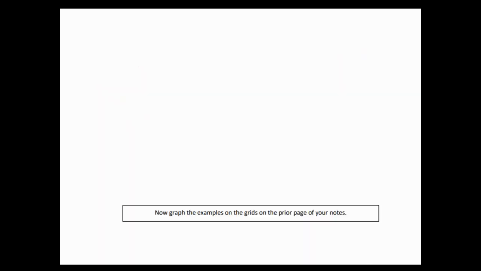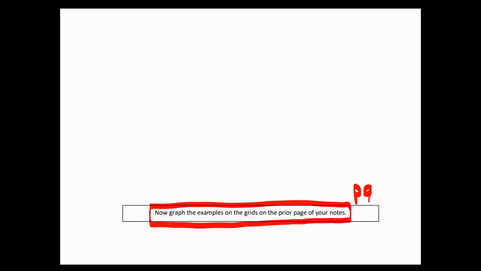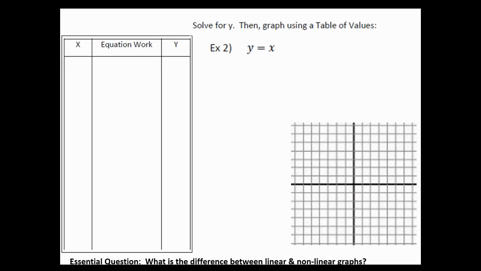Okay, so you're going to graph on that example grid on page 14, right? Sorry, I should have erased this slide. So you graphed that on page 14. Okay, so come back to your notes on page 15.